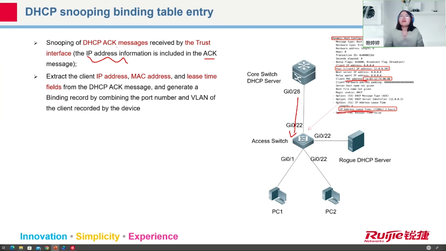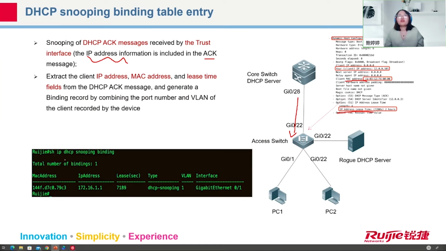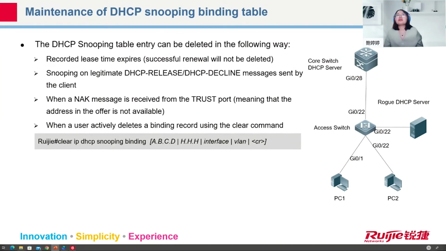The entry includes the IP address, MAC address, and lease time, and also the port number and the VLAN. The port number and VLAN information come from the MAC address table. Then on the switch, when we use the command show ip dhcp snooping binding, you can see this information. And how is the DHCP snooping binding table built? If you enable DHCP snooping, it will learn this information automatically. Once it receives the ACK from the DHCP server, it will record this information into the table.